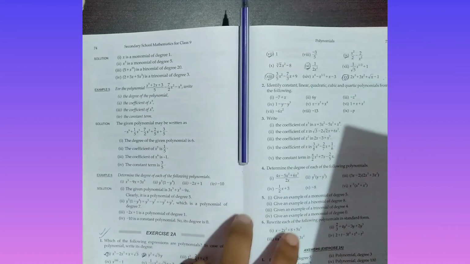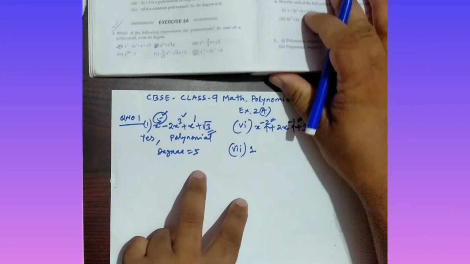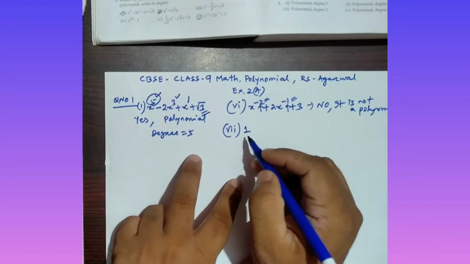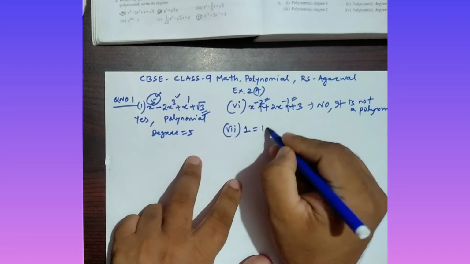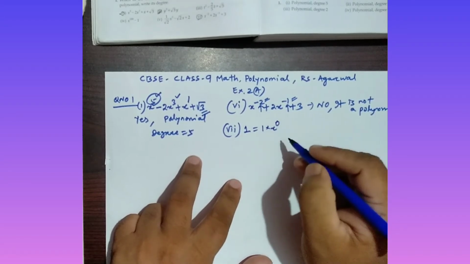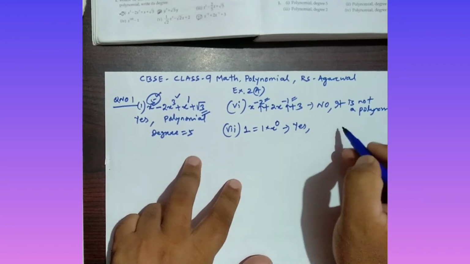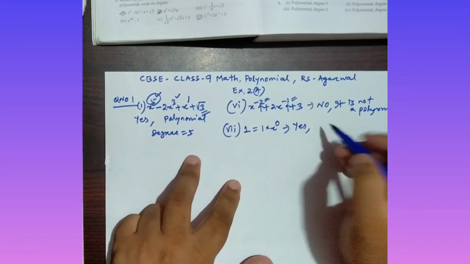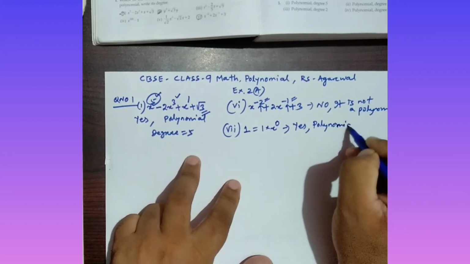Okay, so there is 1. 1 is a constant polynomial. So how can I write 1? 1 is called a constant polynomial. How can I write that? That is 1 into x to the power 0. Yes, obviously this is called a polynomial. What type of polynomial? Constant polynomial. Yes, it is a polynomial, that is, a constant polynomial.